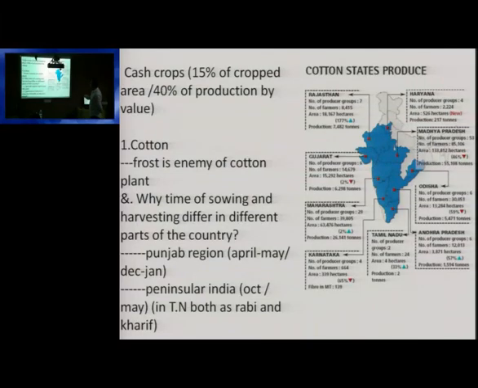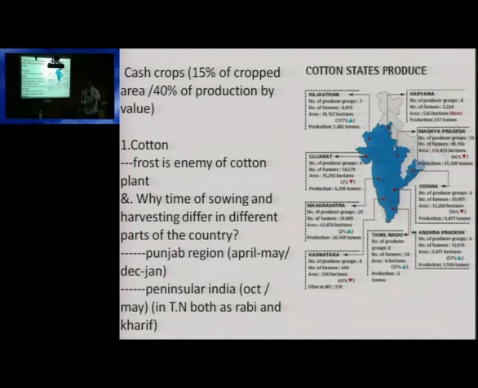See, cotton. Last time there was a question related to the cotton textile industry. And this is regarding cotton cultivation. One important question is why time of sowing and harvesting differ in different parts of the country.